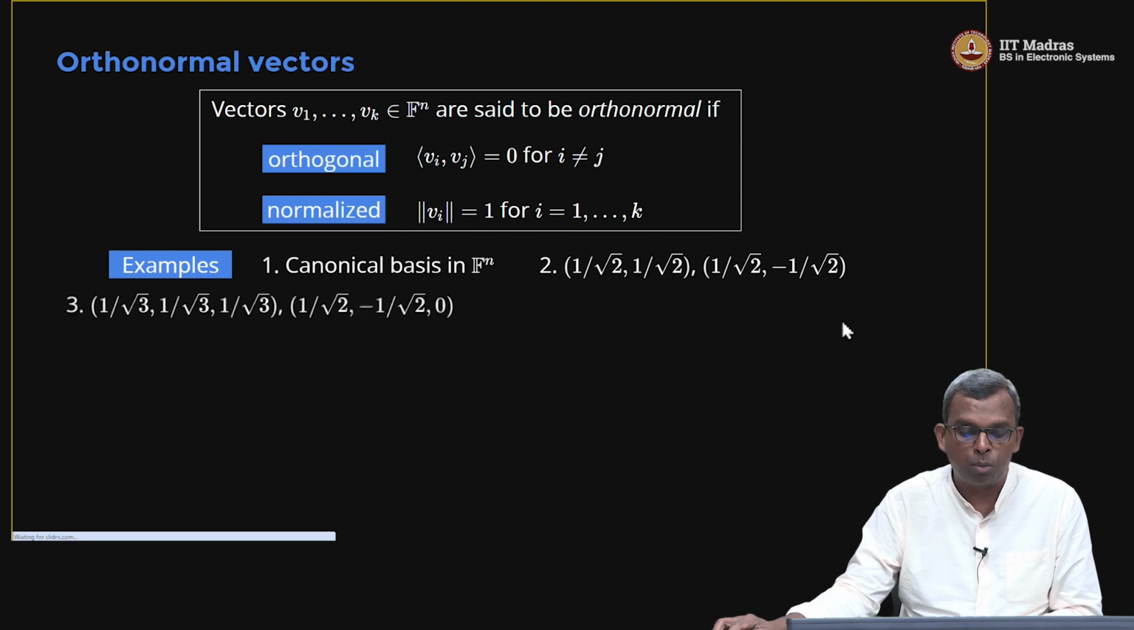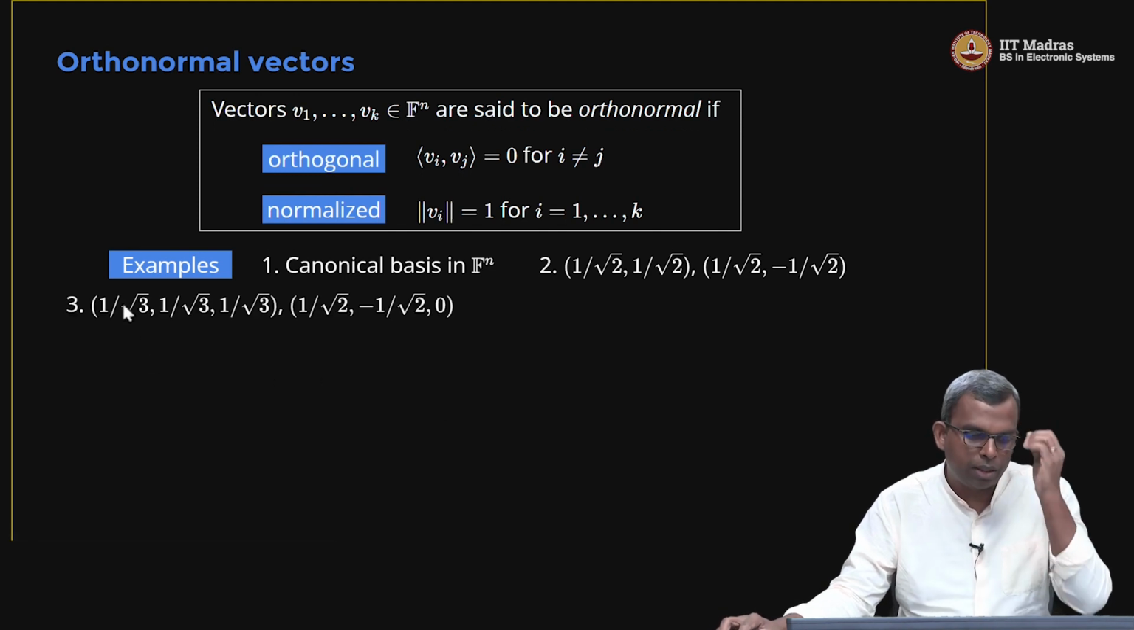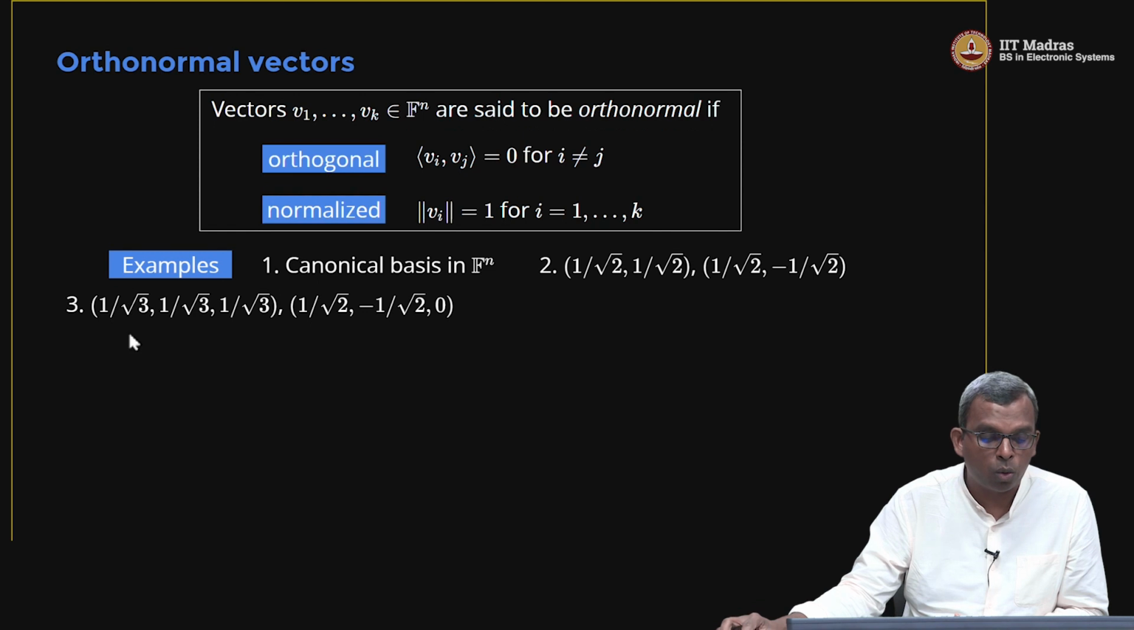And there can be more interesting examples. Here is an example in R3. You put 1 by root 3, 1 by root 3, 1 by root 3. Notice how I am normalizing here. You can think of it as 1 comma 1 comma 1, but then it's not normalized, right? The norm will become root 3. I want the norm to become 1, so I'm dividing by root 3. So when you divide by root 3, you see 1 by 3 plus 1 by 3 plus 1 by 3, and the norm is 1. Likewise here, 1 by root 2, 1 by root 2. These two are orthogonal to each other, right? If you take a dot product, you get 1 by root 6 minus 1 by root 6 plus 0, and that goes to 0. So two vectors being orthonormal looks like it's very easy.